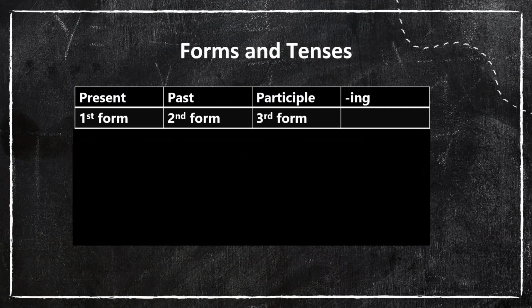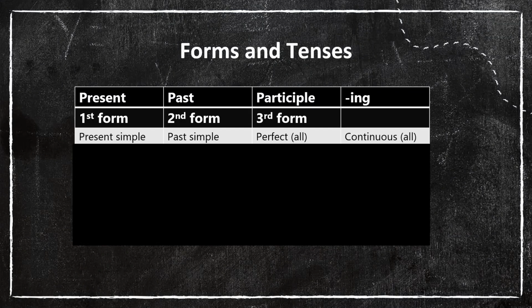As their name suggests, we generally use the present form to form the present simple. We use the second form, or the past form, to make the past simple. We use the third form, or the participle, to make all perfect tenses. So present perfect, past perfect, and future perfect. And then we use the ing form for all the continuous tenses. For example, present continuous or past continuous, etc.